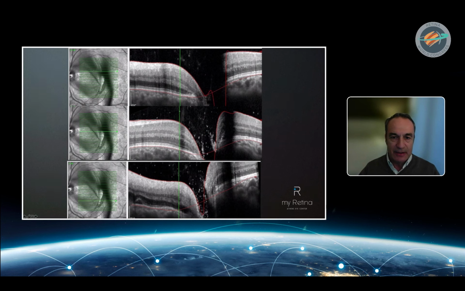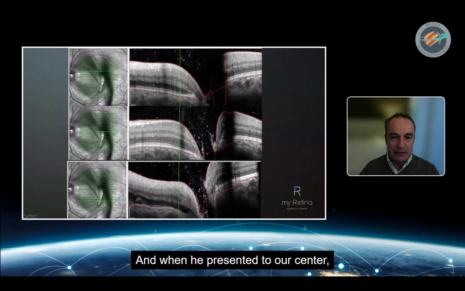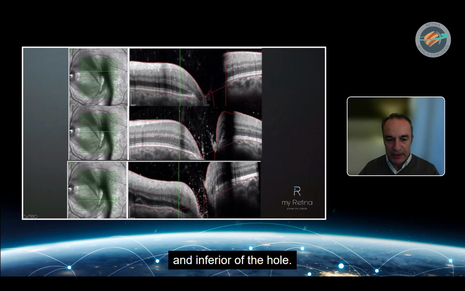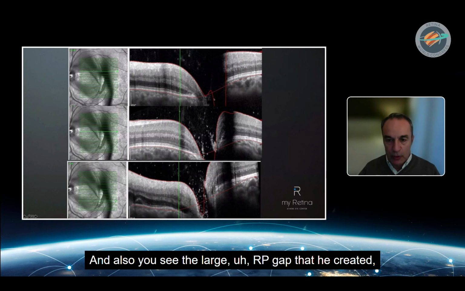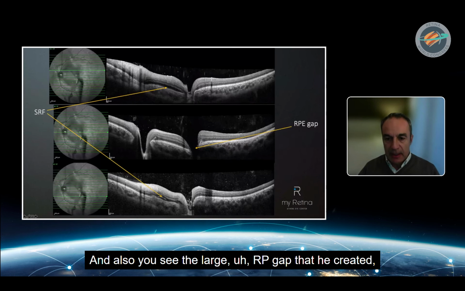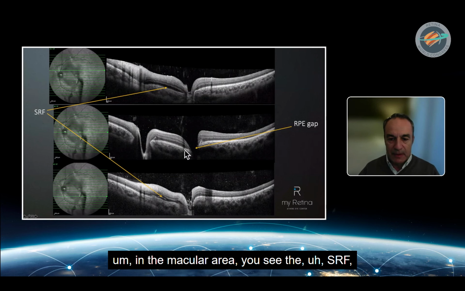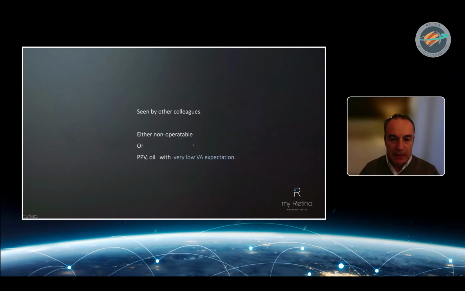oil and laser. And when he presented to our center, you can see the subretinal fluid that had started to accumulate on both sides, superior and inferior, of the hole. And also you see the large RPE gap that he created in the macular area. You see the SRF, the subretinal fluid, and the gap in the middle.